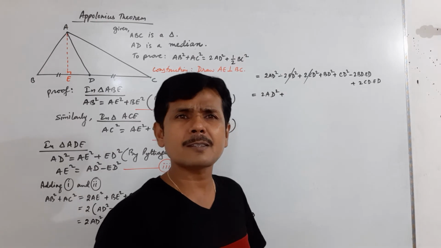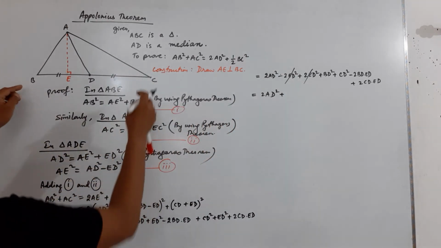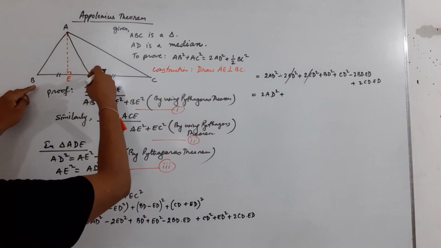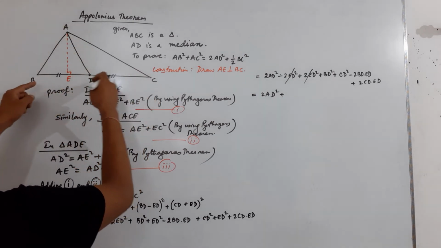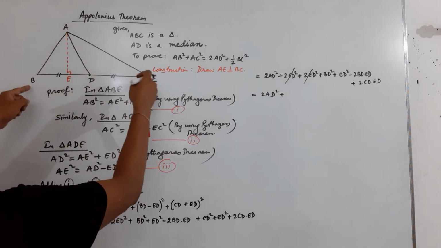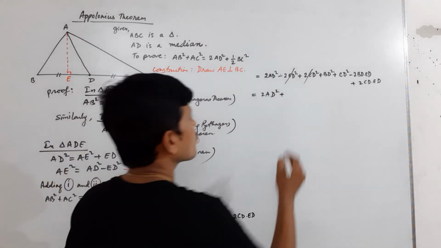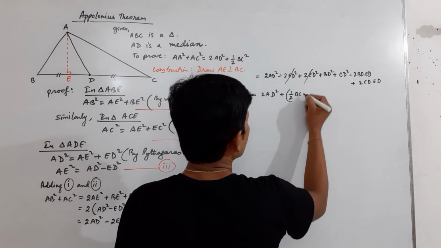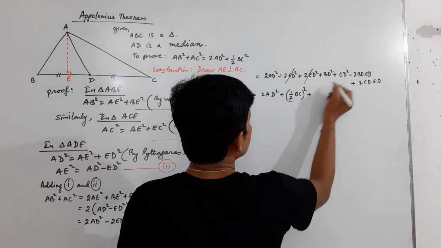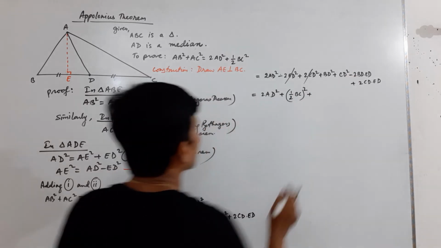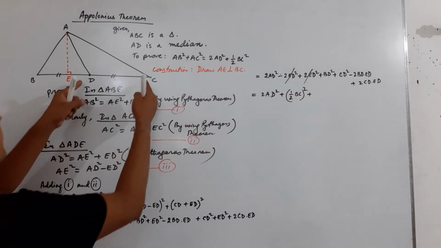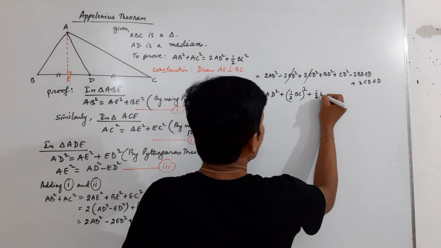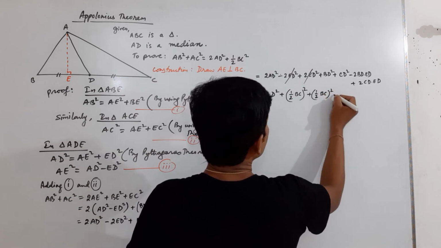now can I write in place of BD equal to half of BC? Let us check it over here. See, this is BC and AD is a median. So median divides it into two equal parts. Therefore in place of BD I can write half of BC. So I am writing in place of BD as half of BC and its whole square. Similarly over here for CD. See over here, CD is also half of BC. Okay, so I am writing over here half of BC whole square.